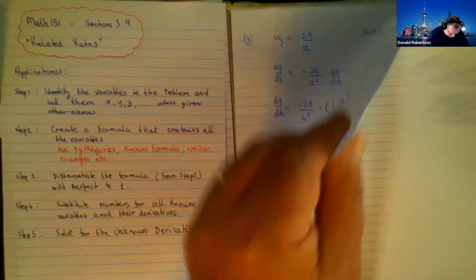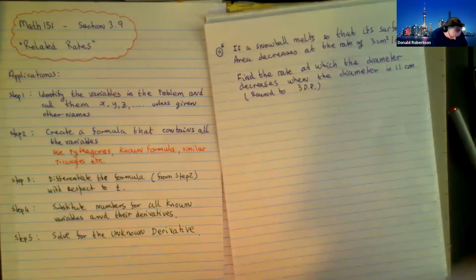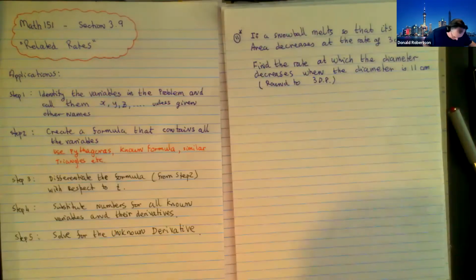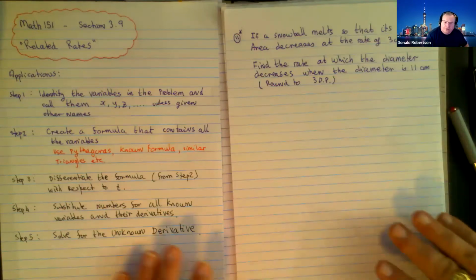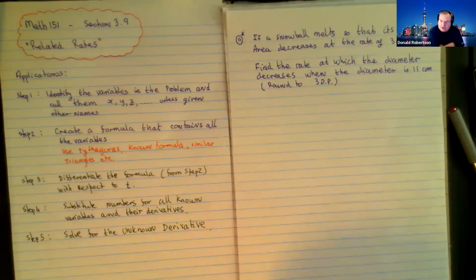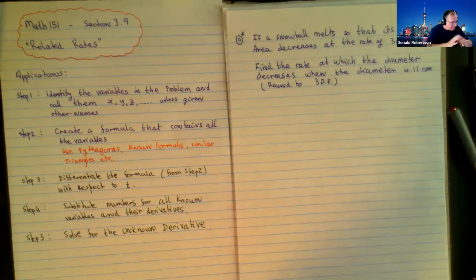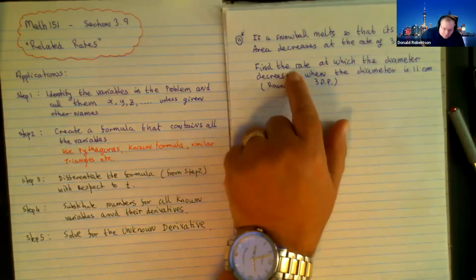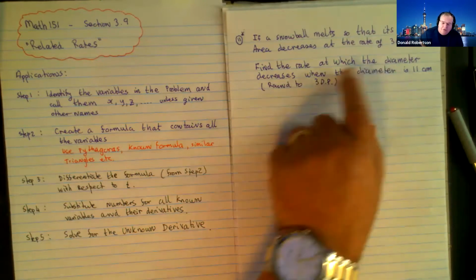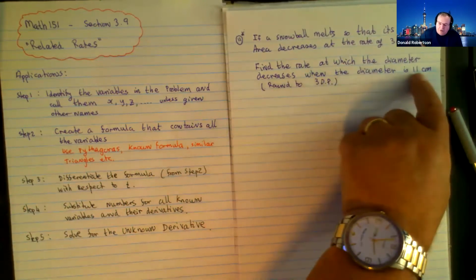So let's move to the next one. A snowball melts so that its surface area decreases at the rate of 3 square centimeters a minute. Right, so I've got a big ball, snowball, sphere, and it's shrinking, right, because the sun's melting it, and they're talking about the surface area shrinking, right? So, yeah, it's decreasing, but they're doing it in terms of what the surface area is doing. And find the rate at which the diameter is decreasing when the diameter is 11 centimeters.